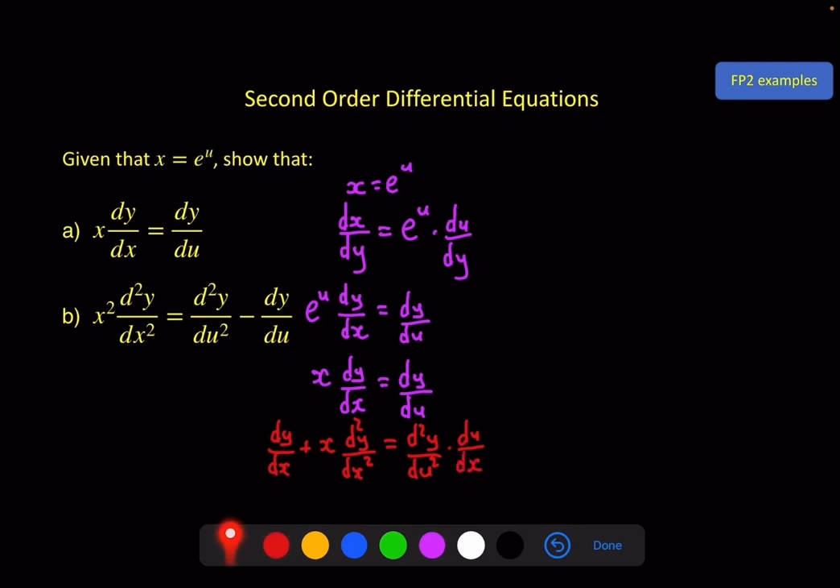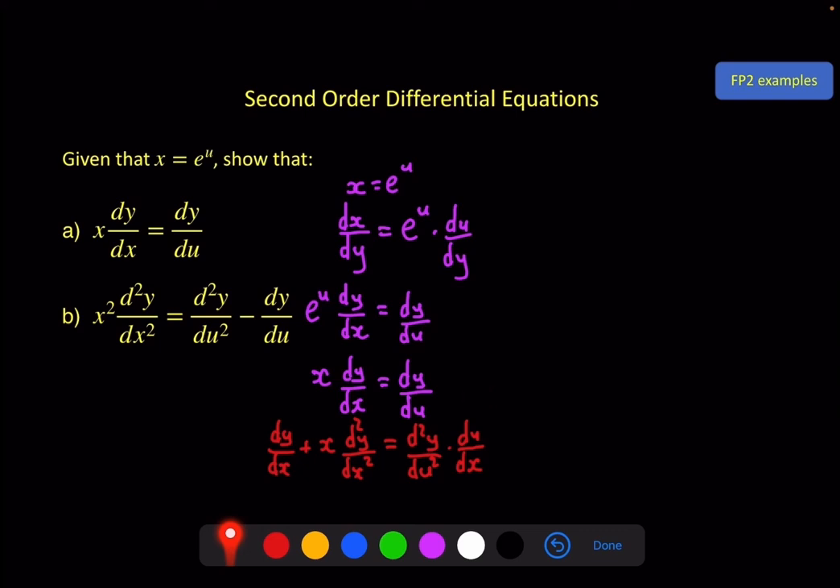Now, to make this look like this, have a think. This is okay, I want this term. This is okay, I want this term. I don't want a dy by dx in this expression, but I know what dy by dx is equal to. I have an expression here. So I can substitute this with this expression to get 1 over x dy by du, and I do want dy by du's.